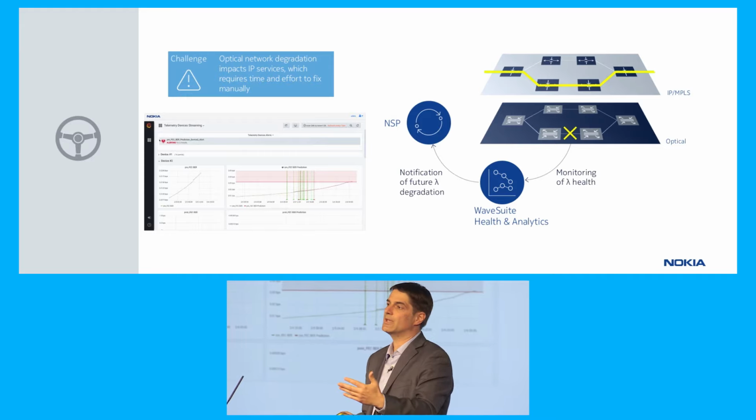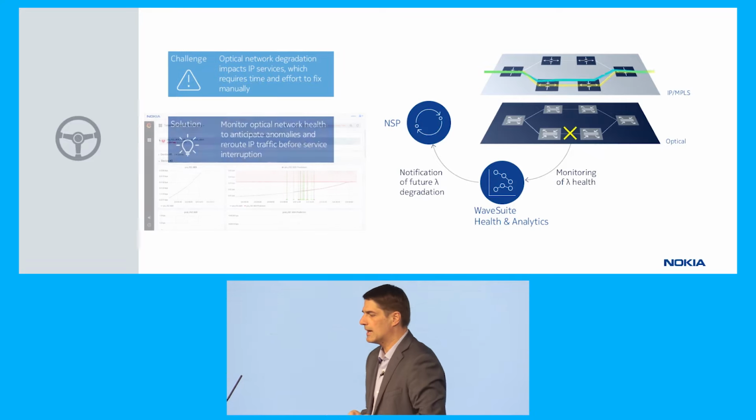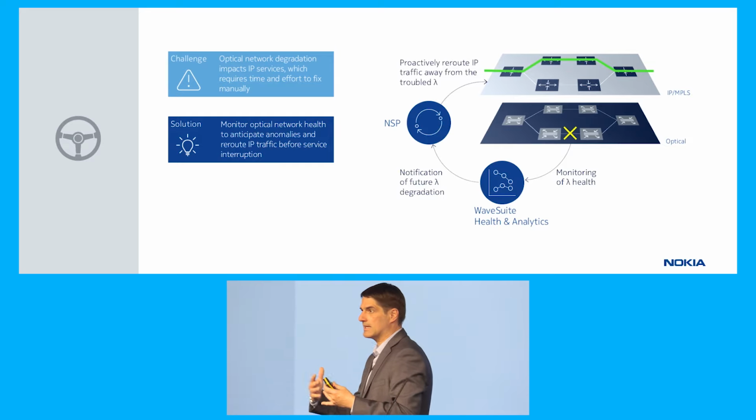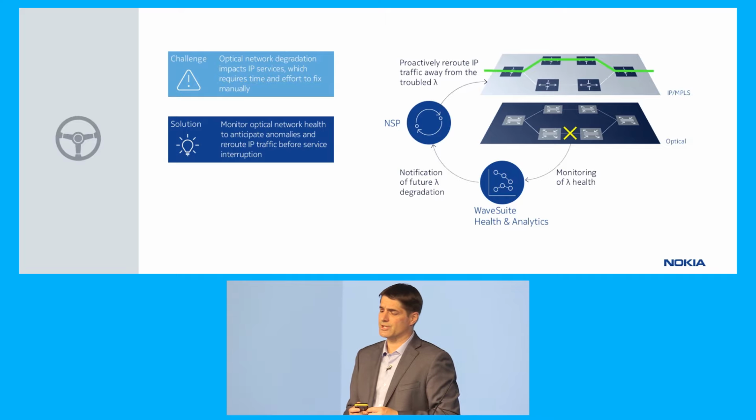So what NSP is doing here is, because it is aware of IP and optical layer at the same time, it is able to move the traffic away, knowing where this optical failure will happen. So with that, achieving that coordination sometimes can help with prevention of outages or degradation of traffic.